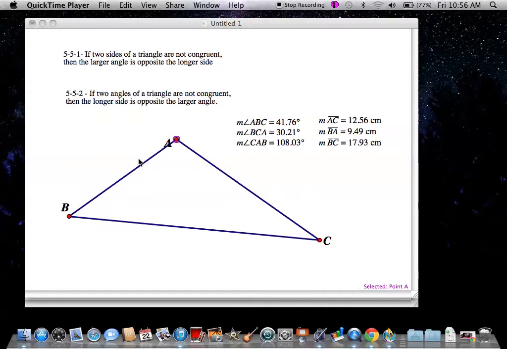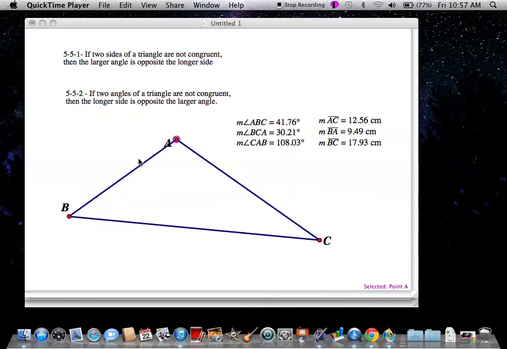Chapter 5, Section 5 is indirect proof and inequalities in one triangle. In this section, we're mainly concerned with three theorems. The first two are listed here. If two sides of a triangle are not congruent, then the larger angle is opposite the larger side.